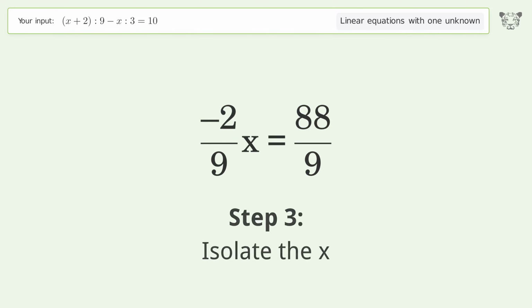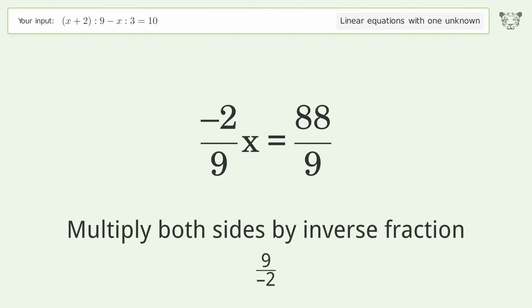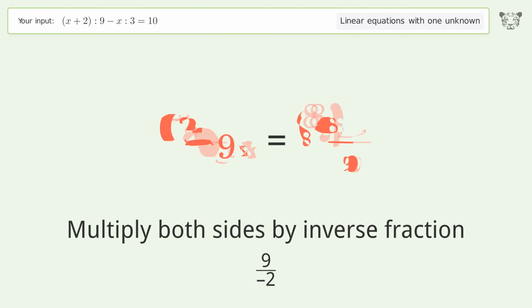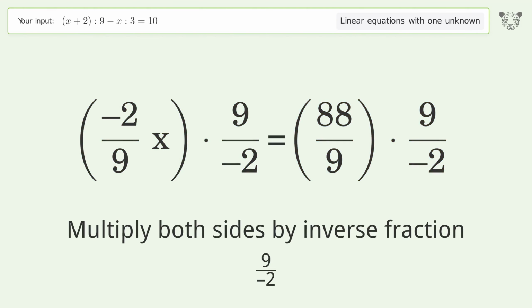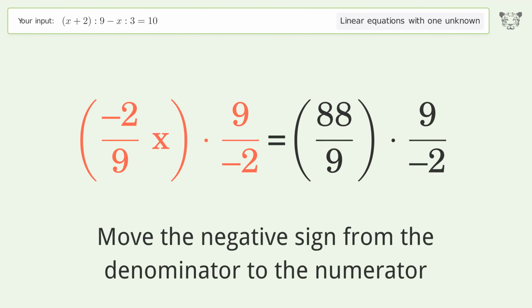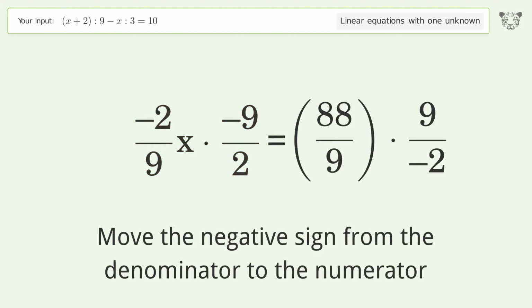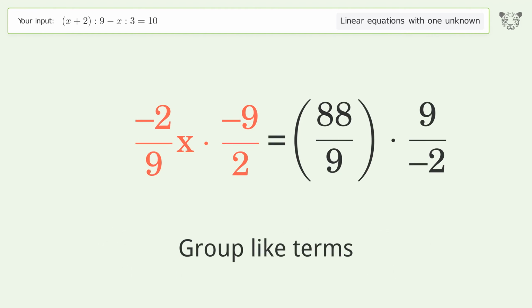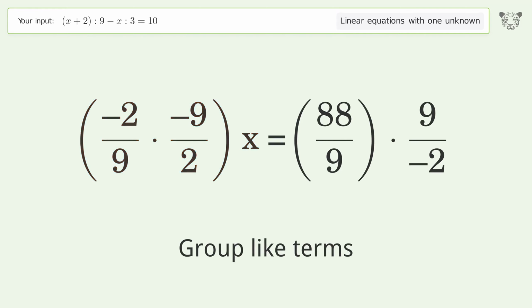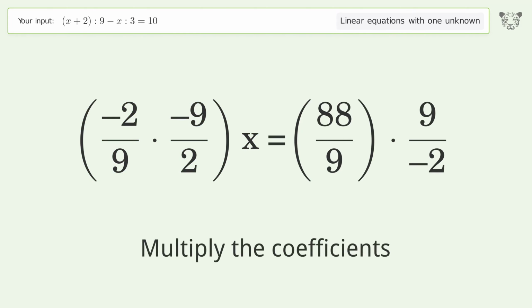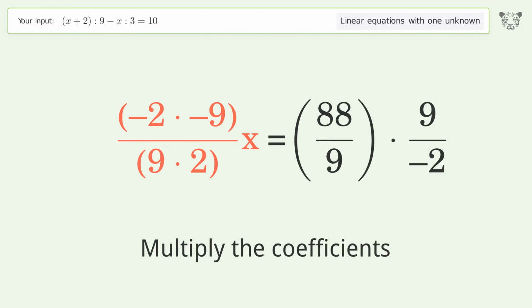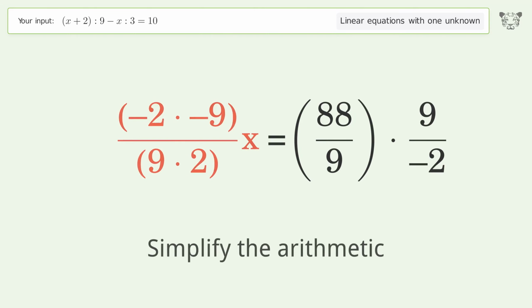Isolate the x. Multiply both sides by inverse fraction 9/2. Move the negative sign from the denominator to the numerator. Group like terms. Multiply the coefficients. Simplify the arithmetic.